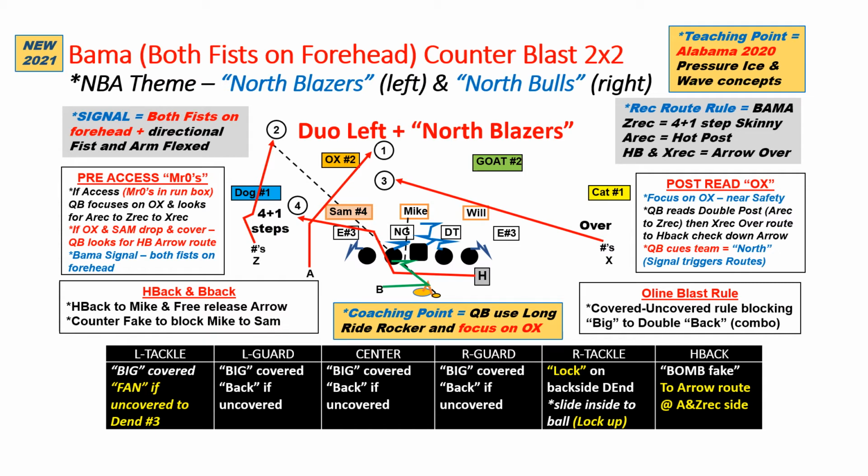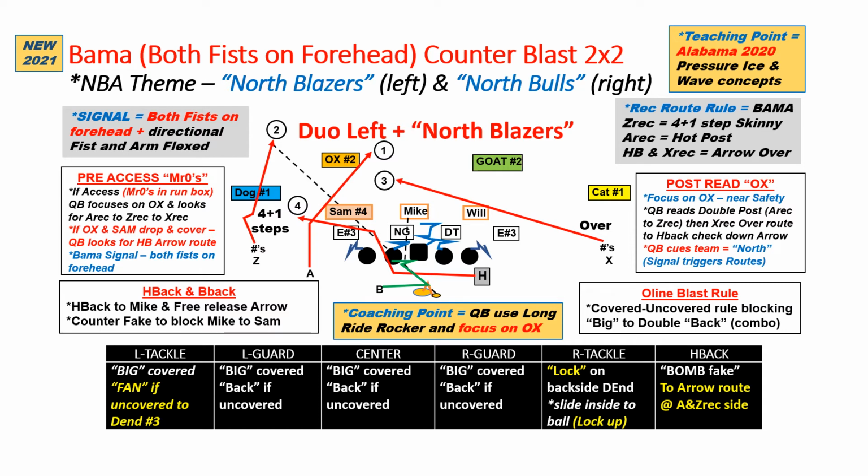At the same time, the Z receiver is going to run what looks like a looky route initially. He's going to take his 4 steps, and then he's going to step inside with his eyes inside as if he starts his flat slant looky route. But then he's going to plant hard on that 1 step, and then he's going vertical, but he wants to stay outside the hash and just inside the numbers there, getting over top of the ox.